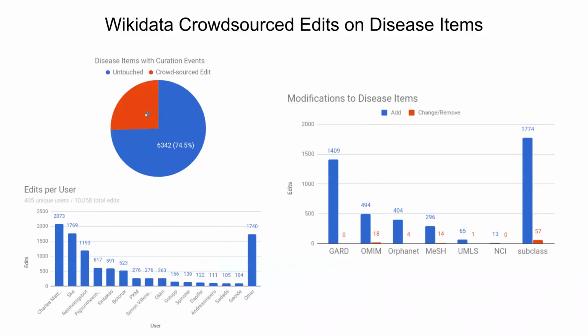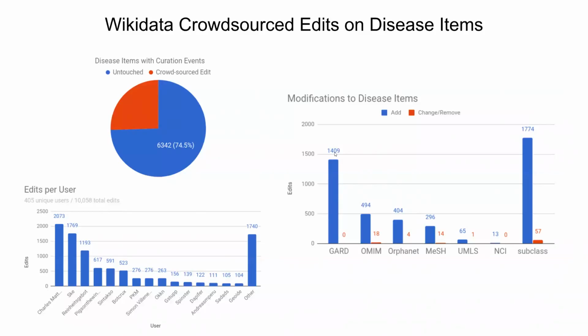So the red, this is just a pie chart of the 8,000 diseases. About a quarter of them had some sort of edit on it over the past 1.5 years, and 3/4 of them were untouched. That represents over 2,000 diseases that had some sort of crowdsourced edit or action on them. Most common was addition of cross-references.